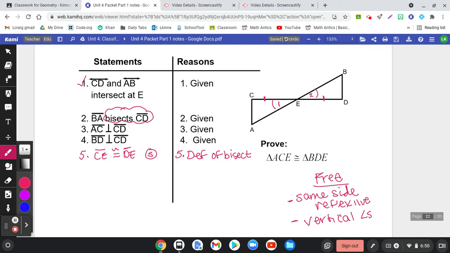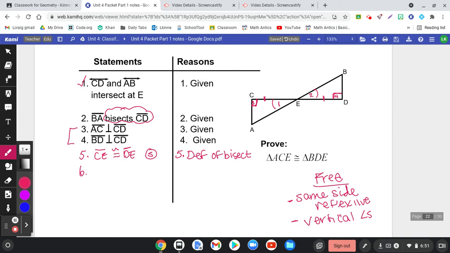The other two: AC is perpendicular to CD, which means that this is a right angle, and BD and CD are perpendicular as well. So I'm going to give those a name as well. Let's call this 3 and 4, or you could say, because there's only one angle there, angle C and angle D. So we know that those are right. If we show that those are the same, because they're both right, we already have the side and then our vertical angles, we can prove these two triangles are congruent by angle, side, angle.